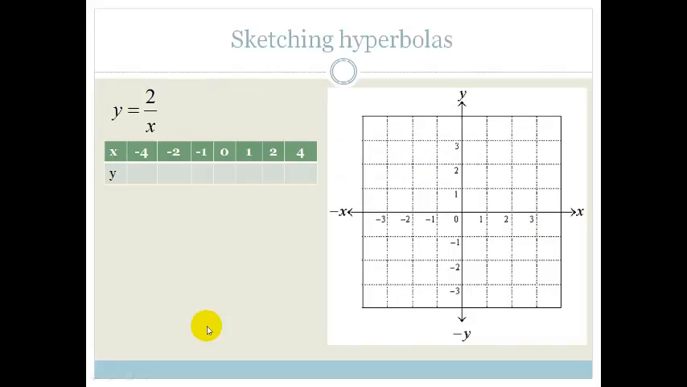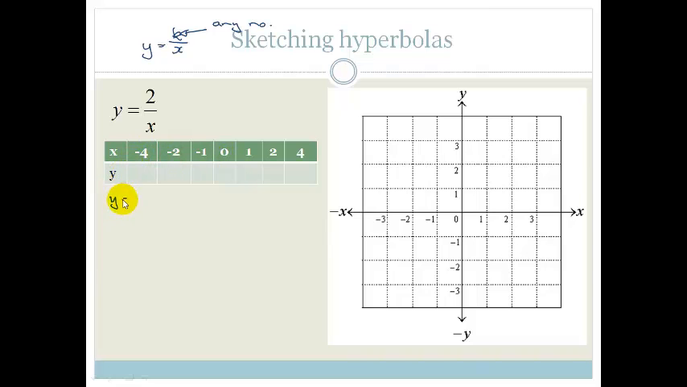So the general formula of the hyperbola, the most basic formula of the hyperbola, is y is equal to k over x, where k is any constant, any number really. In this case, we're using y is equal to 2 over x. So if we do this, for every x, we're going to substitute in these numbers, just like we did before with the table. So let's write it down over here.